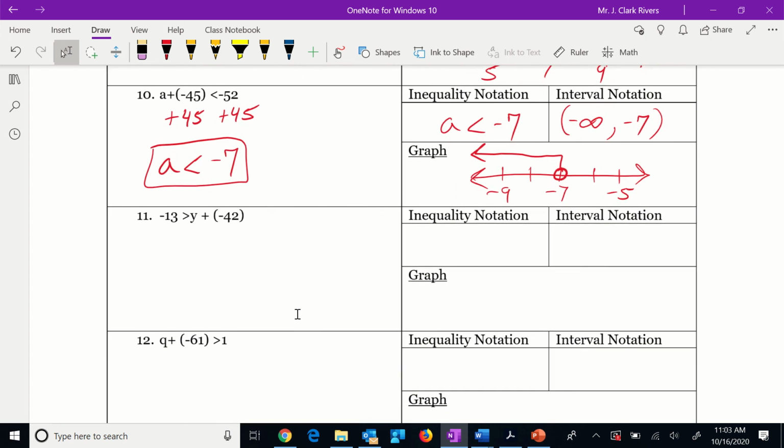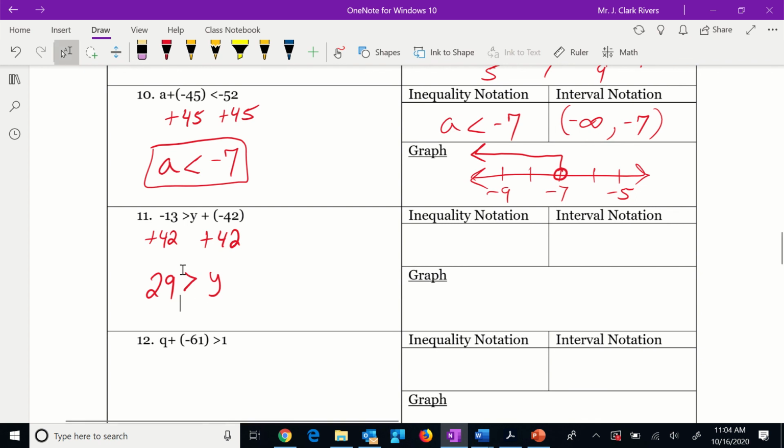Let's keep going. Number 11, negative 13 is greater than y plus negative 42. What's the inverse of adding negative 42? Just adding 42. Negative 42 plus 42 is 0. We're left with y. We have to add 42 on the left side too, though. Which number is further from 0, negative 13 or positive 42? Positive 42 is, so we know this is going to be positive. How far away is 42 and 13? In other words, what's 42 minus 13? It's 29. So 29 is greater than y.